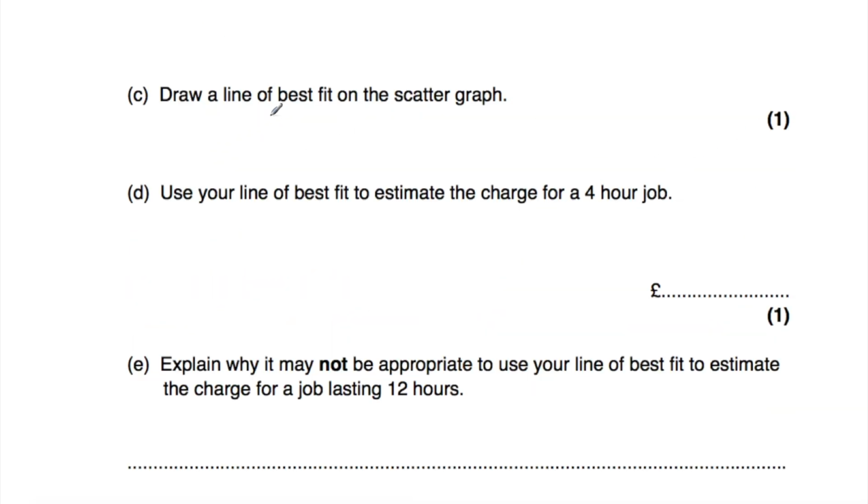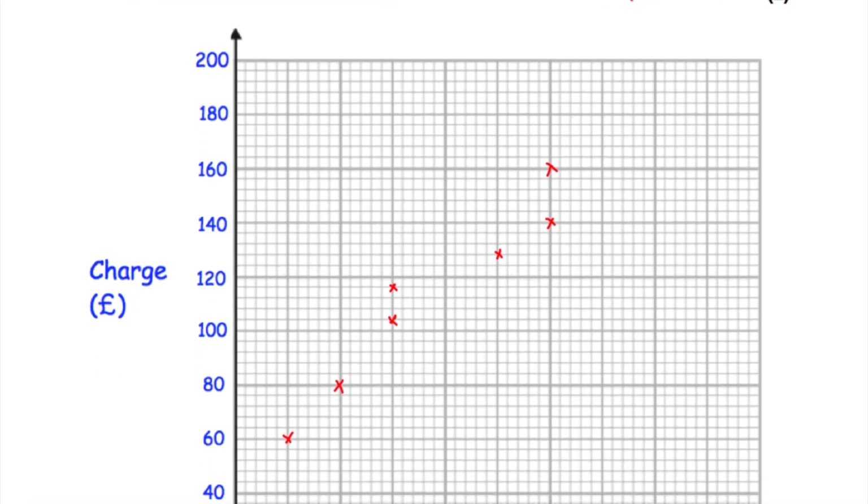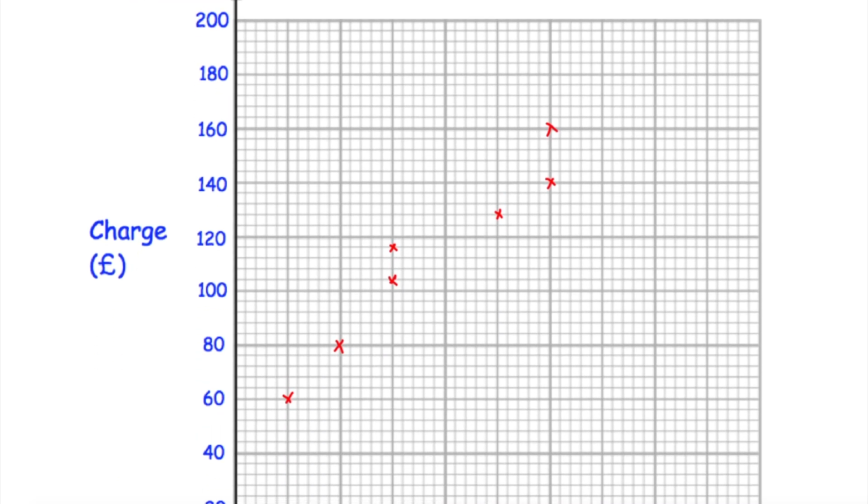Part C says draw a line of best fit. So let's go back to our scatter graph and draw a line of best fit. Get your ruler and pencil and draw a line of best fit. Now, obviously, with these lines of best fit, they can vary slightly. So you just try and draw the best line of best fit that you can. So there's my line of best fit.